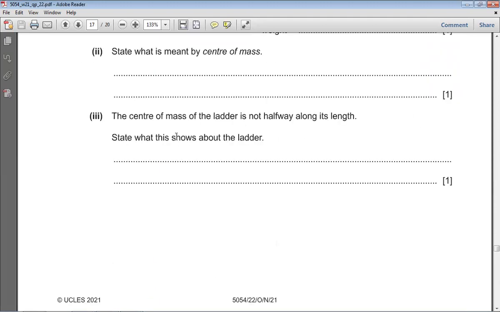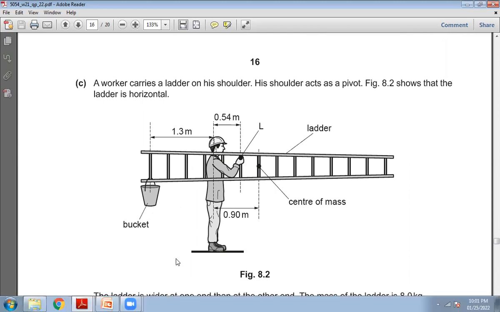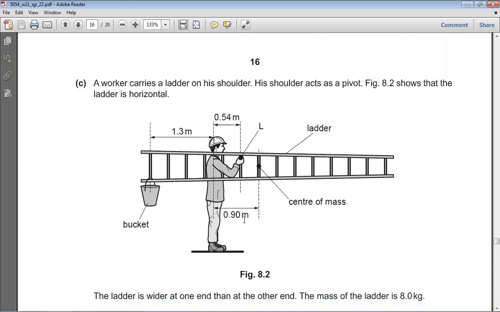So basically, you see here the bucket, this is the pivot, and this bucket's weight we know, and we know its moment arm also from the shoulder, which is acting like a pivot. And here is the center of mass. It is trying to produce an anti-clockwise turning effect. This is trying to produce a clockwise turning effect.